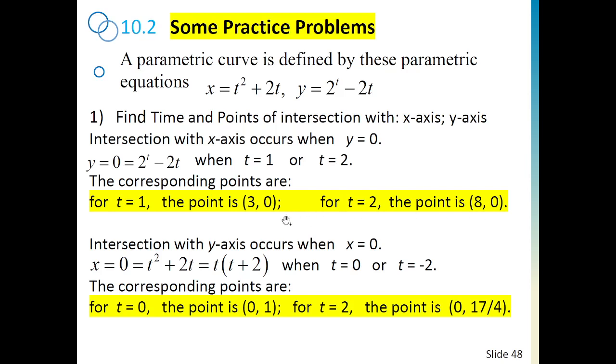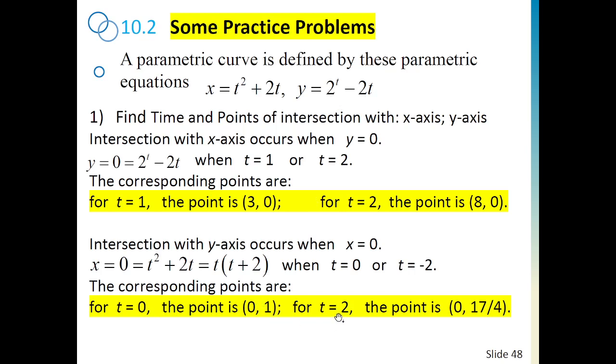Okay, so when is the curve crossing the y-axis? Well, that happens when x is 0. So basically, what are the values of t for which x is 0? Well, again, because of this nice expression here, we can find these values quite easily. So at time t = 0 and time t = -2, x is 0, so what are the values of y? So if we plug 0 here, we have 1 minus 0. So at t = 0, the point is (0, 1).